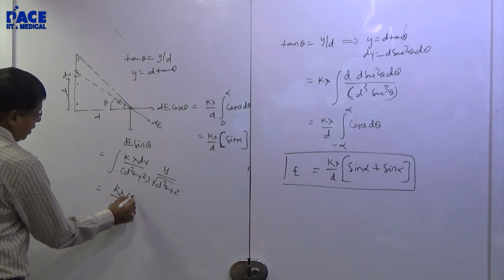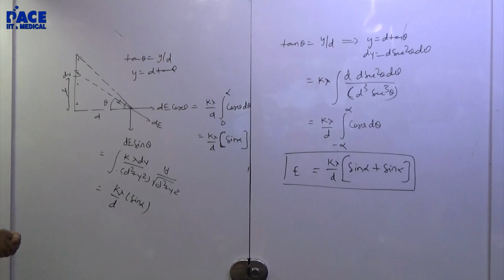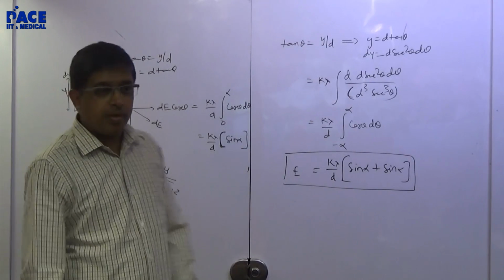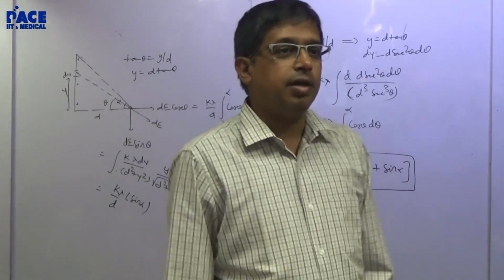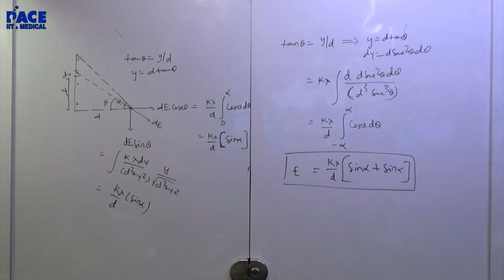K lambda by d sin alpha is what you will get, if I remember well. Sir, try the problem. I will not do the integration. I have done the horizontal integration. Now do the vertical integration. I got a little confused. I'm analyzing it.